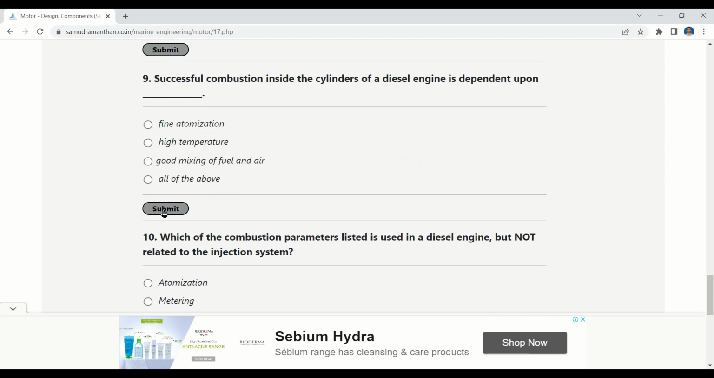Our next question is successful combustion inside the cylinder of a diesel engine is dependent upon, and the given options are fine atomization, high temperature, good mixing of fuel and air, all of the above. All three options are correct, so the correct option is all of the above.